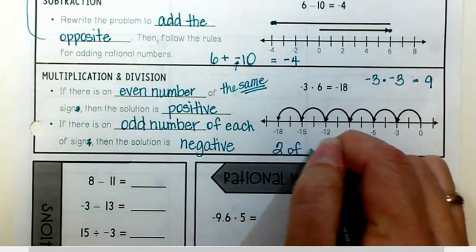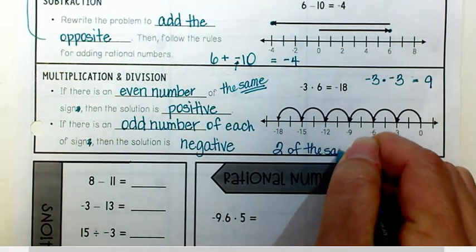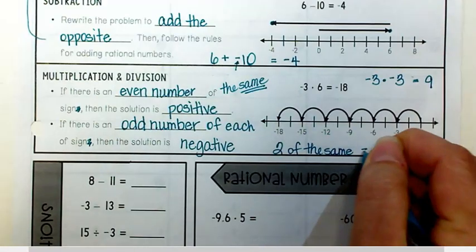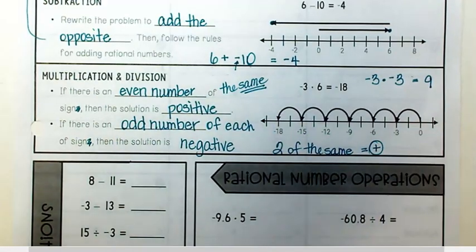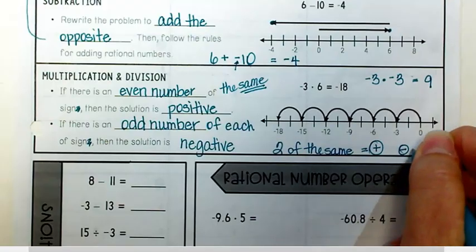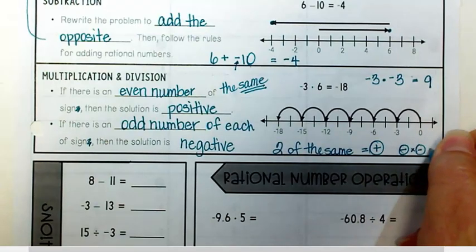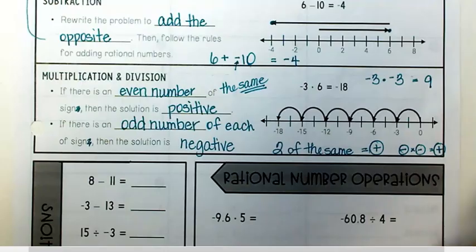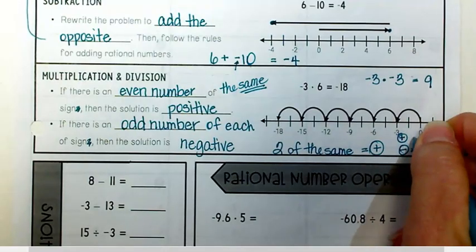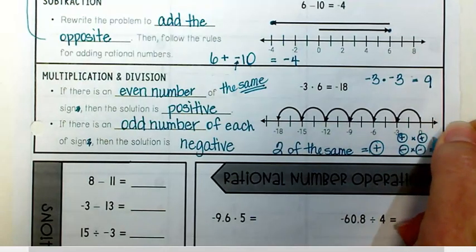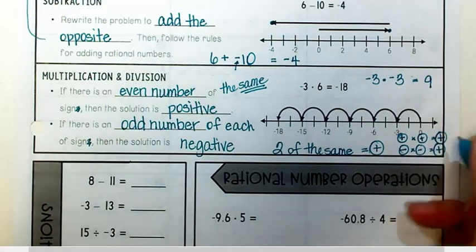If there are two of the same sign, your answer is positive. So negative times negative equals positive. Positive times positive equals positive.